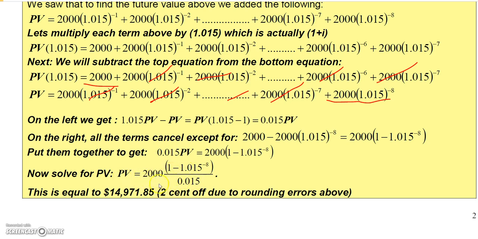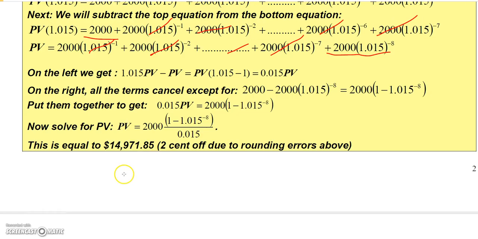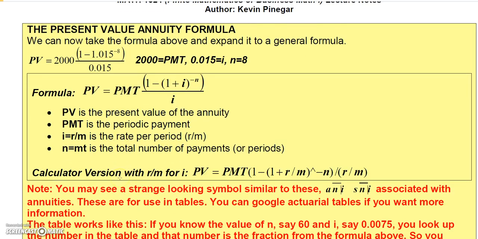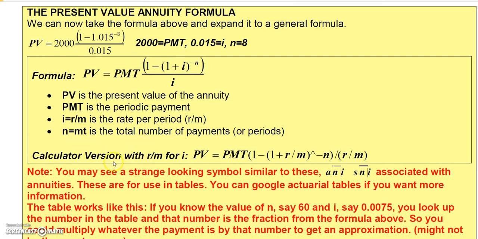And if you calculate this formula, you'll get the same answer I got up there when I did it the long way. Now, this formula is really just, if you think about it, the 2,000 is just the payment. The 0.015 is just I. And 8 is N. So this is just payment times 1 minus 1 plus I to the negative N, all divided by I. And that's actually exactly the formula that we get for the present value of an ordinary annuity.